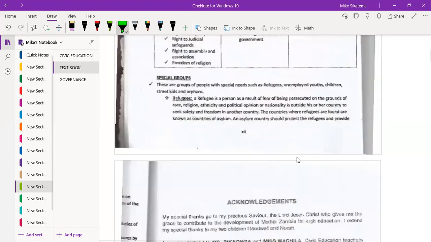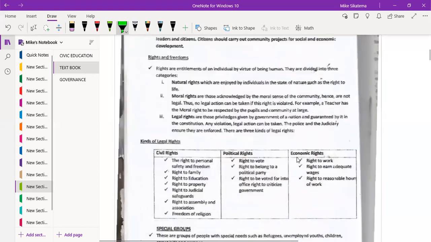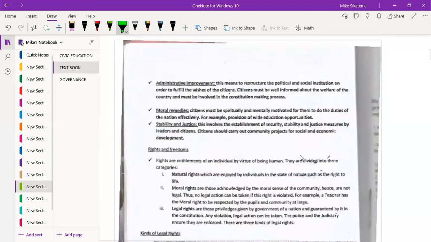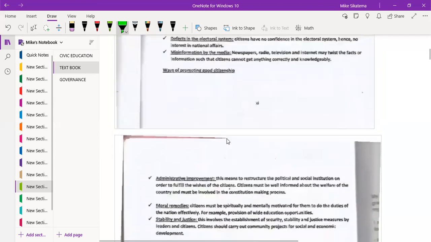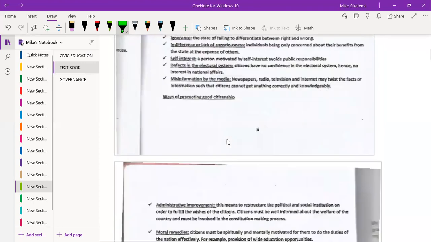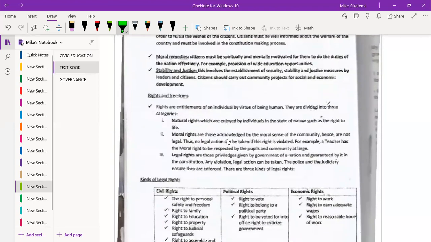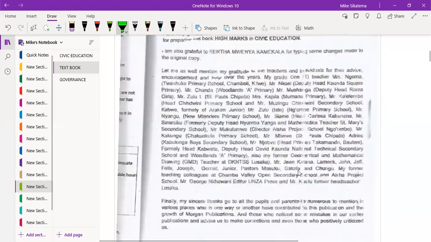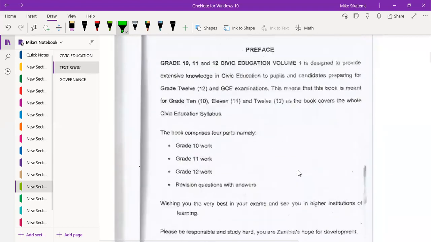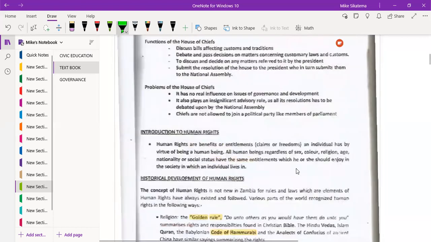So I think we'll end here because this part feeds into another topic. That's why I had this, when I make my own notes. Because this topic is now human rights, which has to be the next topic. So our next topic will be human rights.